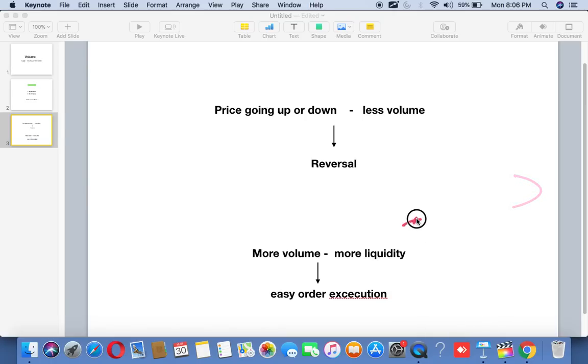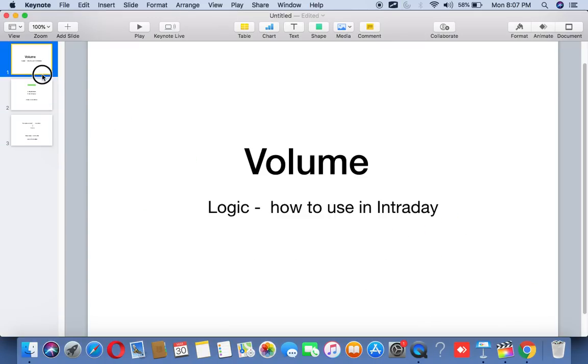If you buy a stock and it doesn't move, that is a big problem, right? So volume is important. The number of people trading in your stock is very important. Easy order execution can happen, and with more liquidity it will be easier for the stock to move, so that you can hit your target. So this is the logic behind volume.